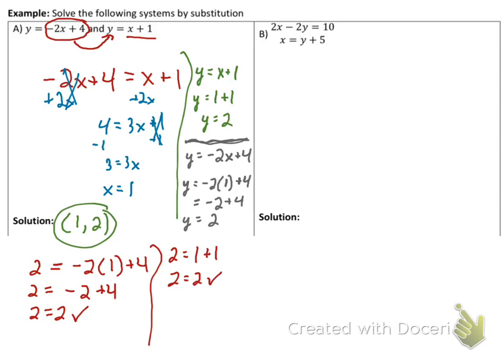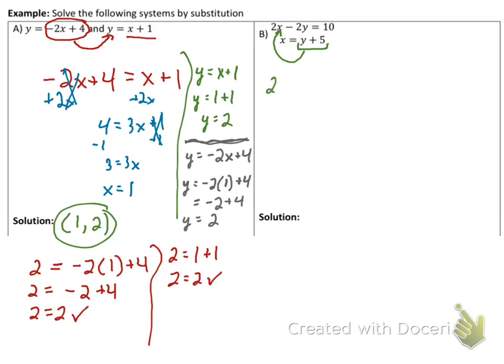Alright, so let's go on to the second problem. Our system is 2x minus 2y equals 10, and x equals y plus 5. So we already have a variable by itself. In that second equation, x is by itself. So I'm going to take what x equals, that y plus 5, and I'm going to substitute it in for every time we see an x in the first equation.